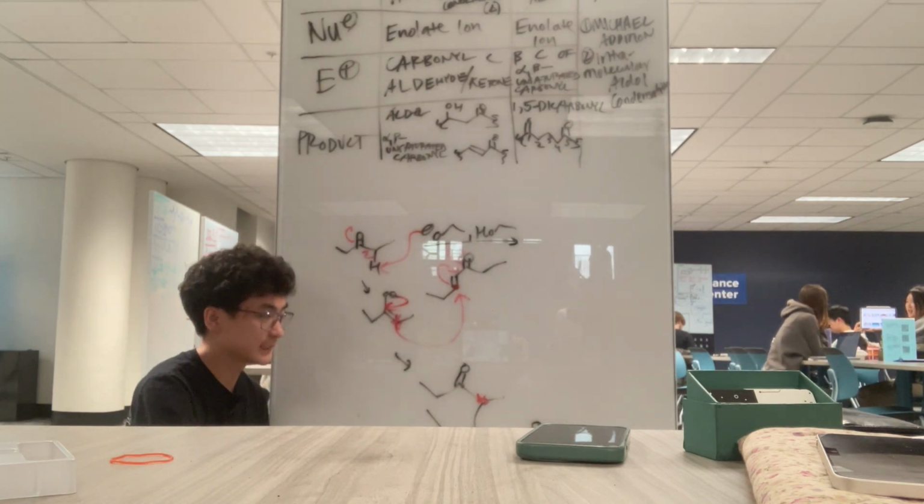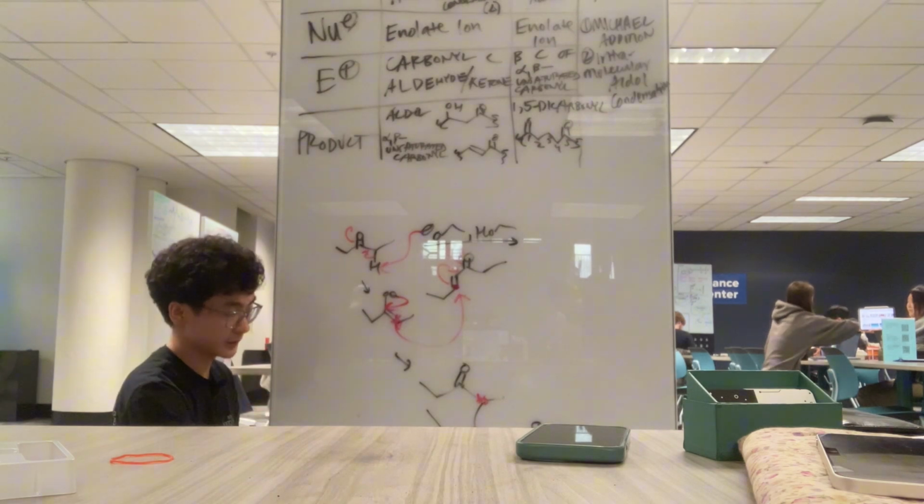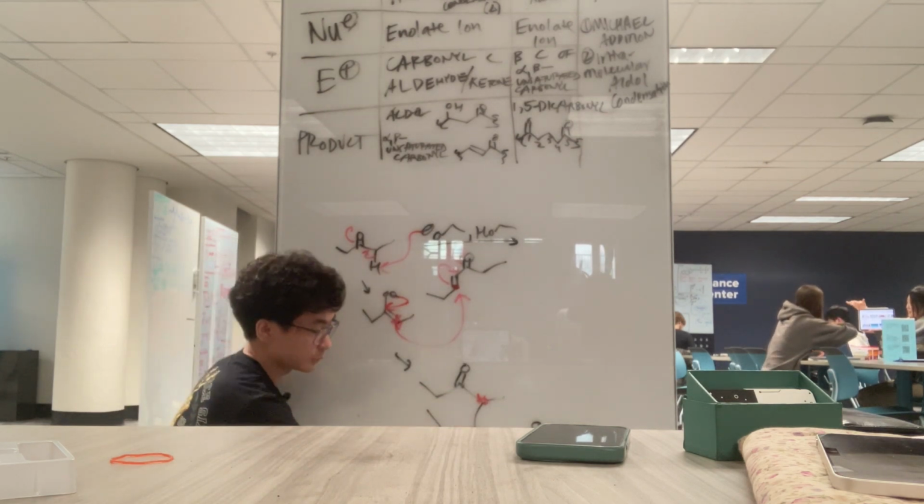Now this is a good sign because our product for Michael addition is a 1,5 dicarbonyl. 1, 2, 3, 4, 5.